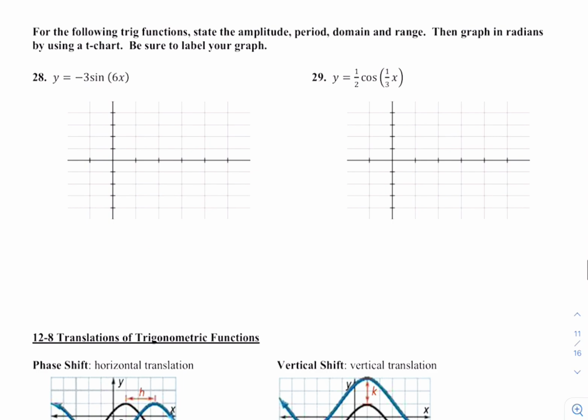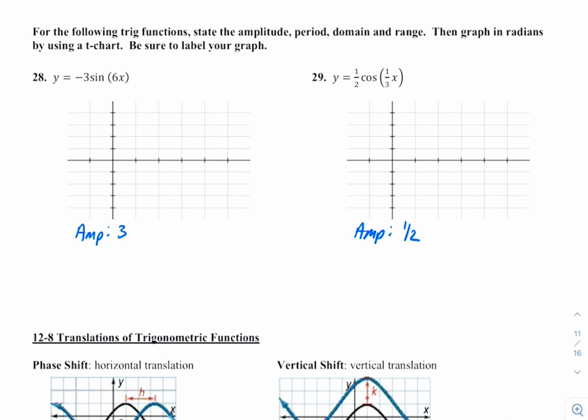All right, so on these next two, I would like you to go ahead and pause the video and then work on finding those graphs.